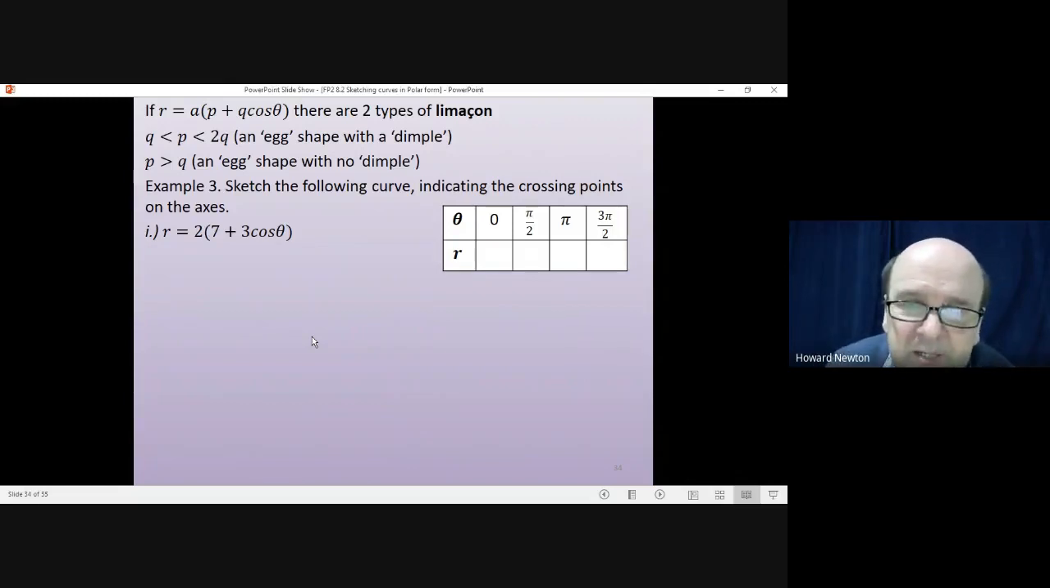Have a go at completing this yourself. So finish the table and then just do a rough sketch of what you think the curve looks like, indicating where the x and the y axes are crossed. Okay, pause the video and then come back when you're ready.